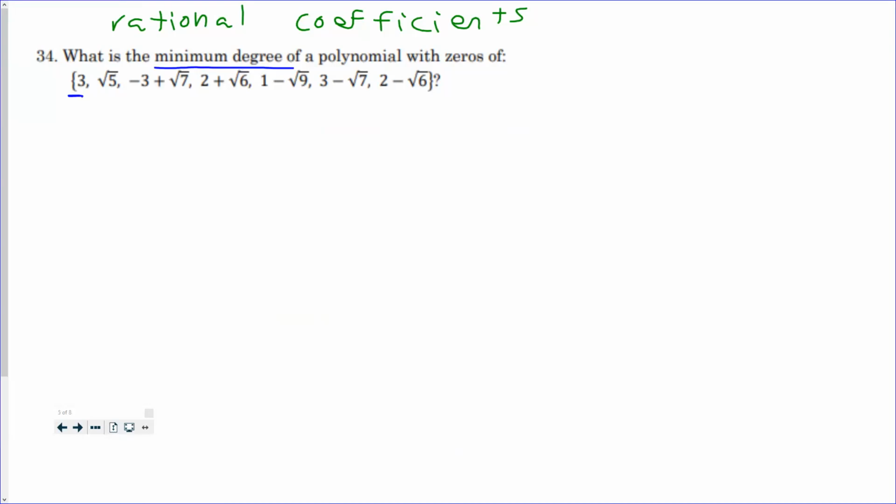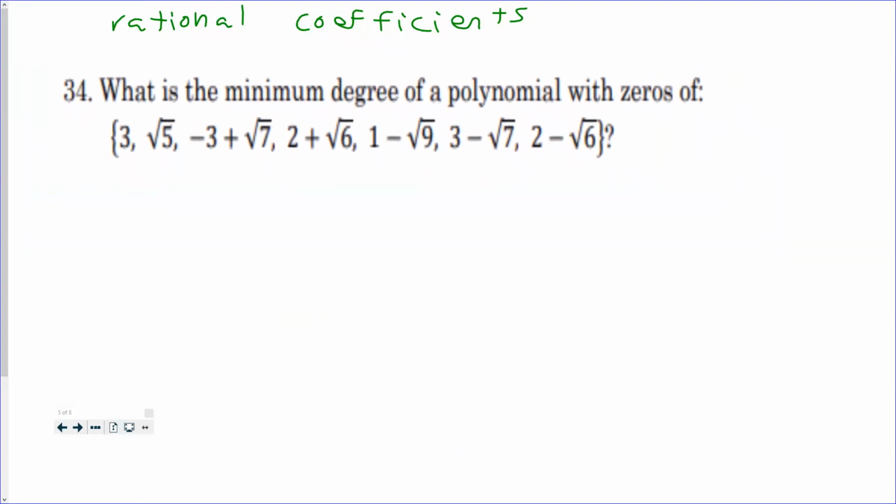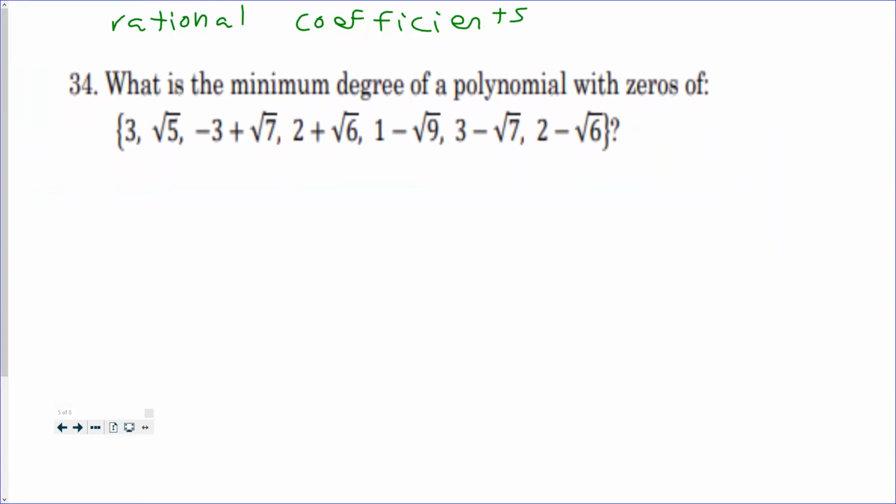So I have a 3. That doesn't get a pair. I can leave it alone. Then I have root 5. Okay. Kind of ugly, but it makes it easier like this. So 3, that doesn't get a pair, but root 5 does. It gets a pair of negative root 5. Negative 3 plus root 7, that gets a pair of negative 3 minus root 7. 2 plus root 6, that's going to get a pair of 2 minus root 6.